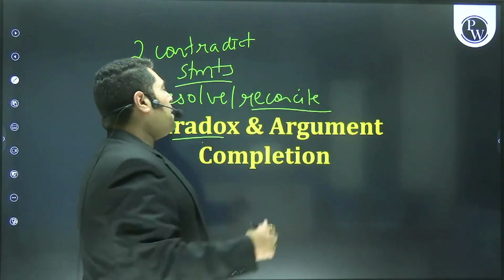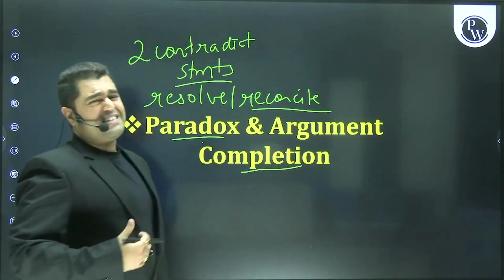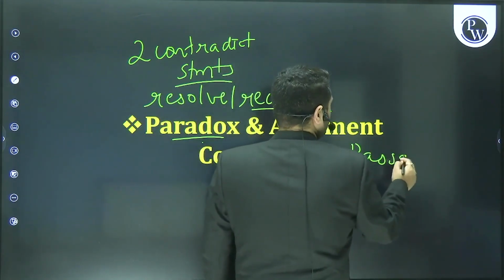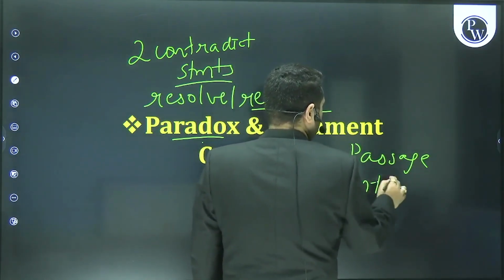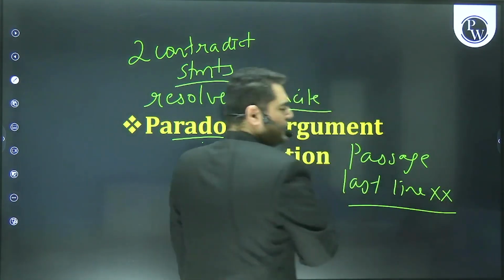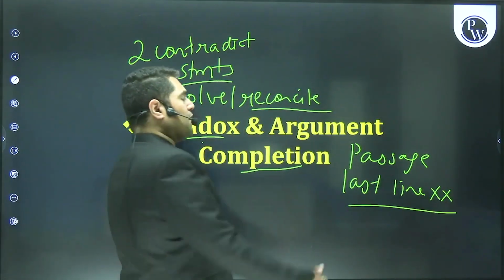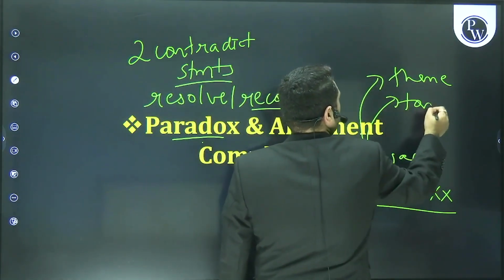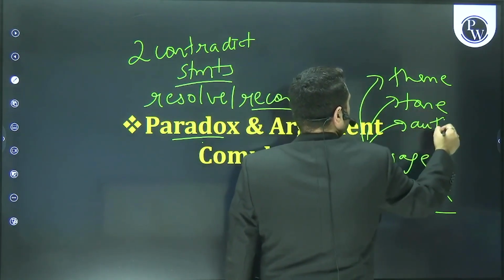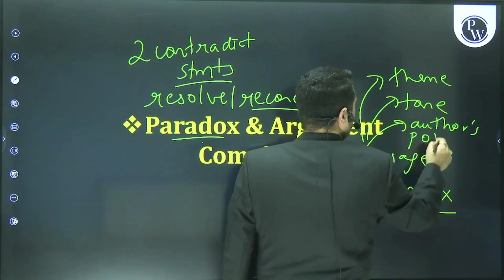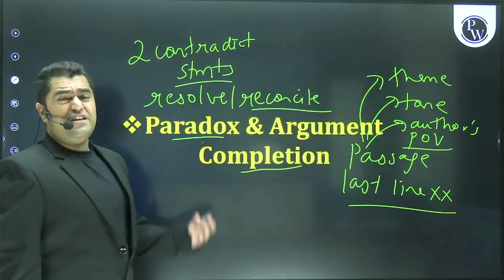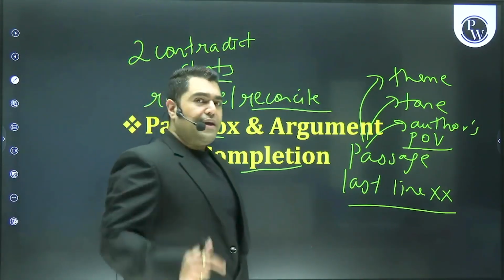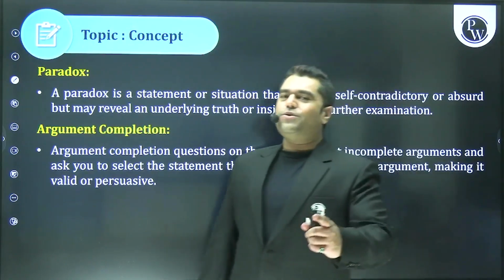Got it? Very simple. Argument completion is probably the simplest, I promise you. This is nothing but completing the passage. So isme the last line will be omitted. You have to fill in the last line. To fill in the last line, all that you have to keep in mind is nothing but the overall theme of the passage, the overall tone of the passage, what is the author's POV or point of view. That's all. Literally, I think I finished the session even before starting it. It is that simple. Chalo. So quickly, let's go through some theory and then let's focus on solving questions. So please stay tuned. Here we go.